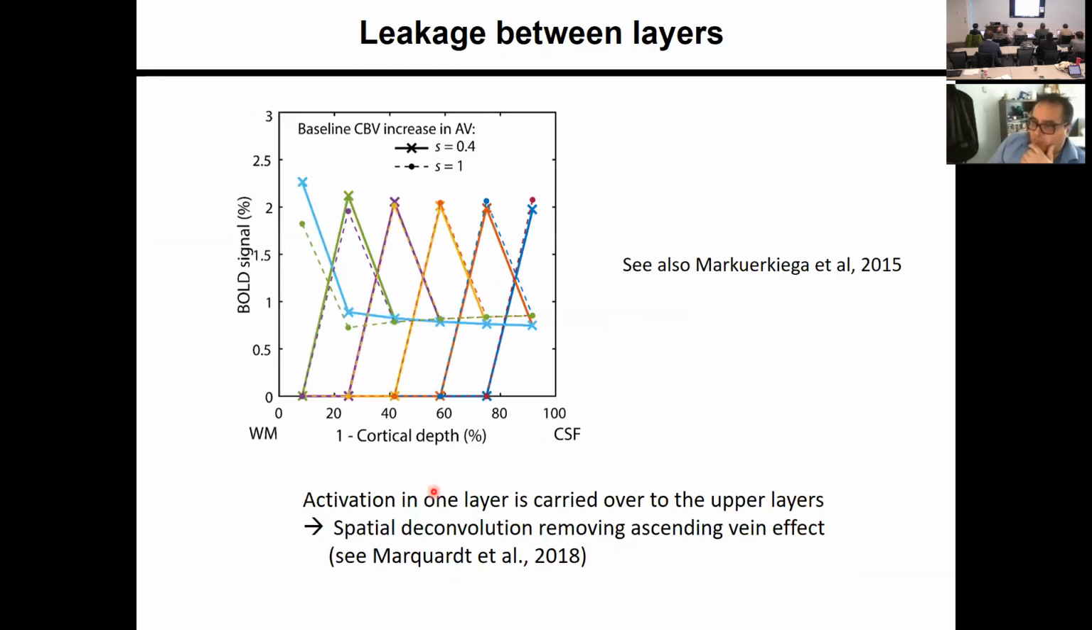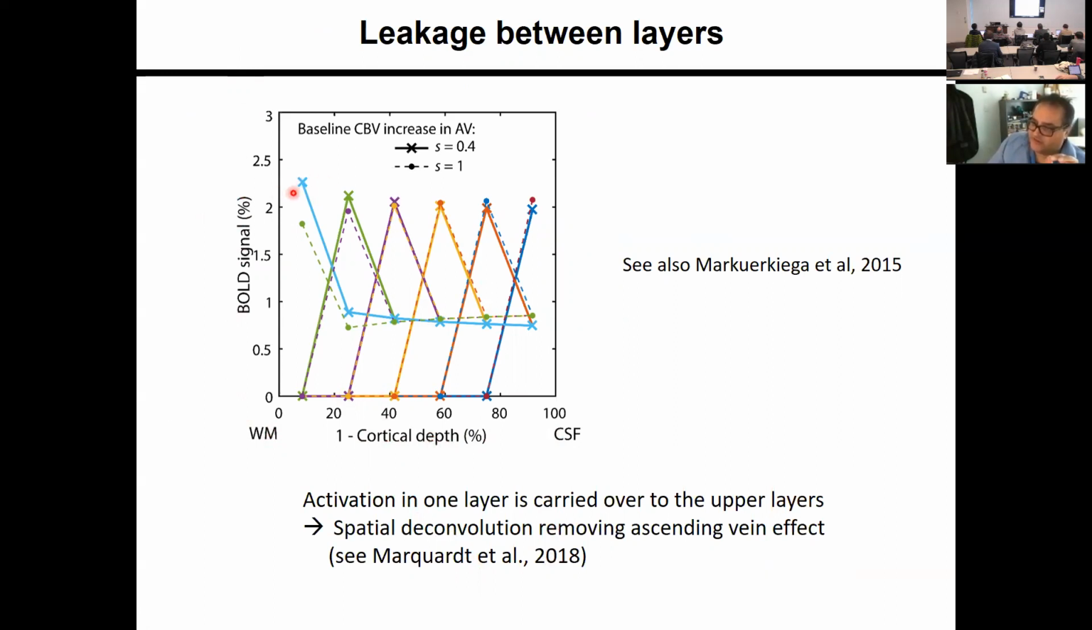Okay, now we looked into how much one layer activation propagates to the other layers. On the y-axis, you see the BOLD signal. On the x-axis, you see white matter and CSF on the left and CSF on the right. Let's look just at the blue curve. We have activated just layer 6.